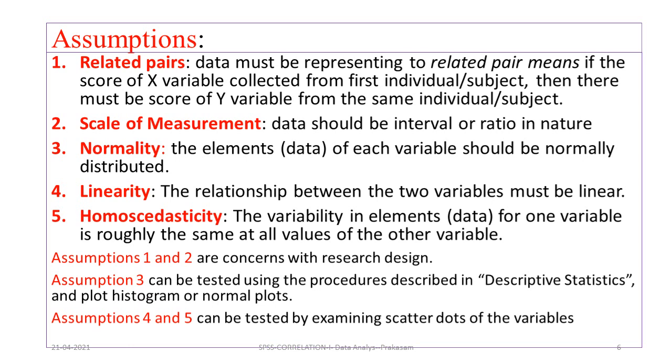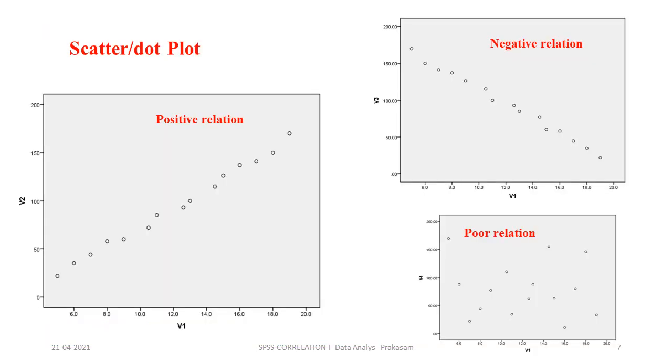And then assumptions 4 and 5 can be tested by examining the scatter dot plots of the variables. That will show you the representation of the scatter dots plot. Here you can see these are for illustration purposes. The scatter dots plot is mentioned here. When the V1 variable is increasing and the V2 variable is also increasing, then you will find a line of dots progressively increasing. That is a positive relation. From that we can find out the relation between the two variables V1 and V2.